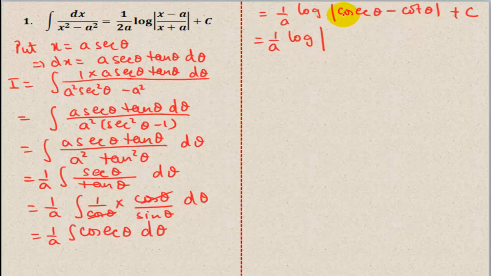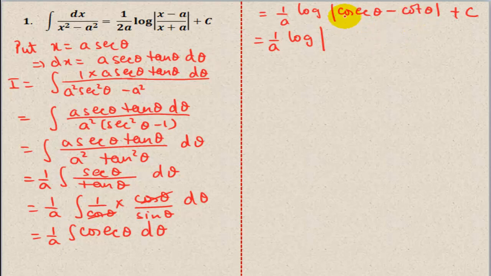You can see here cosec theta can be written as 1 over sin theta and cot theta can be written as cos theta over sin theta. So this is how we can go for converting them. You can think of some alternative method also if that can be done.